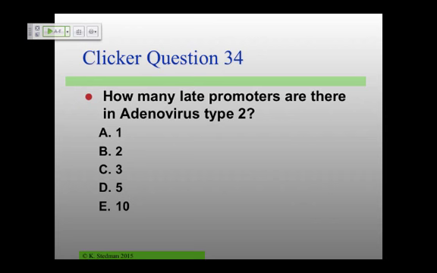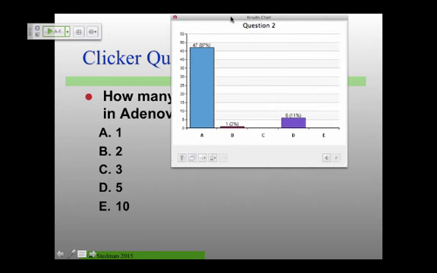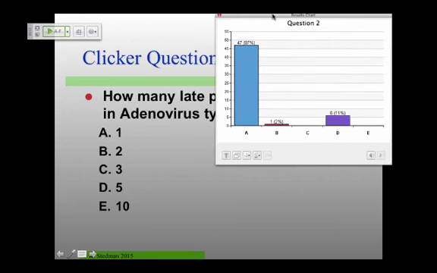Major late promoter, 1 major late promoter, 5. I should show you this. Let's do this again. Somehow these have ended up on the wrong screen again. Today my brain doesn't seem to be working, or at least working just as well as the computer is.